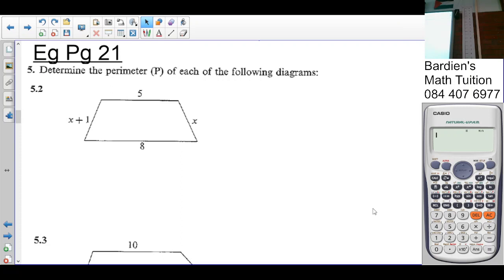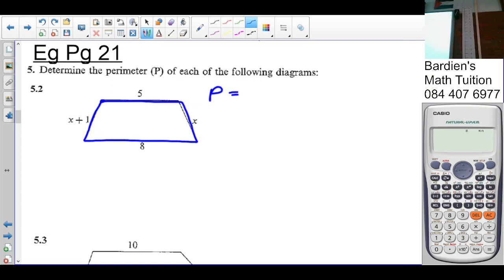Okay, you guys done? Yes? So we start here. And what are we going to have? 5 plus x plus 8 plus x plus 1. Or we could have gone the other way around. It doesn't matter where you start and so on. It is just important that you're considering all the lengths around the object. Okay.